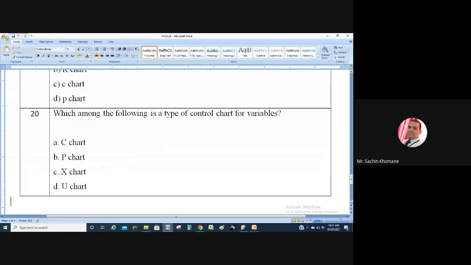Which among the following is a type of control chart for variables? I think this question is repeated. At least for a repeated question you should answer. Variable, X chart. Okay.